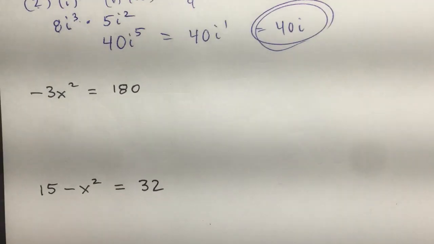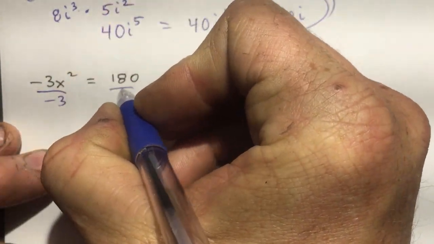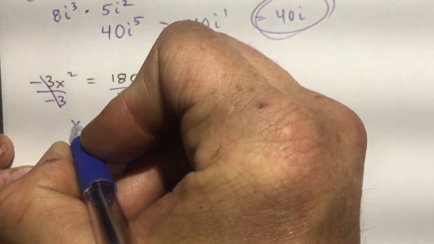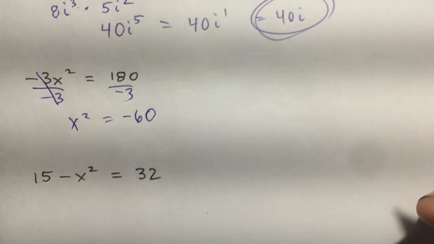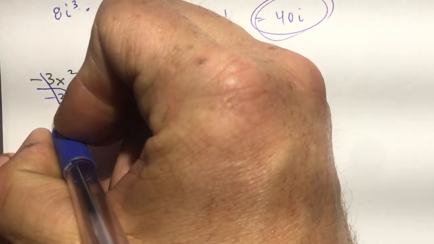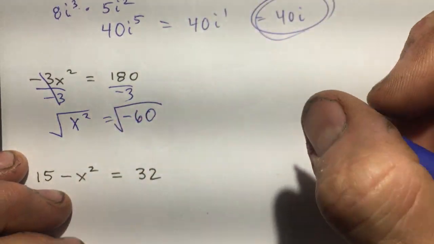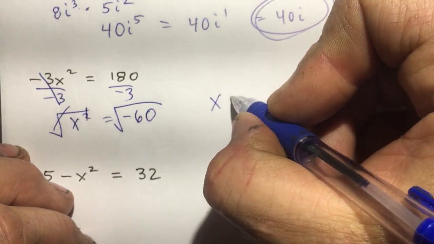Okay, now we have some solving we're doing. We're going to solve this equation right here. So I'm going to divide both sides by negative 3, see, to make this cancel off. x squared equals, that's going to be negative 60. Okay, so now I square root both sides to cancel off the square here. Okay, so x is going to equal.